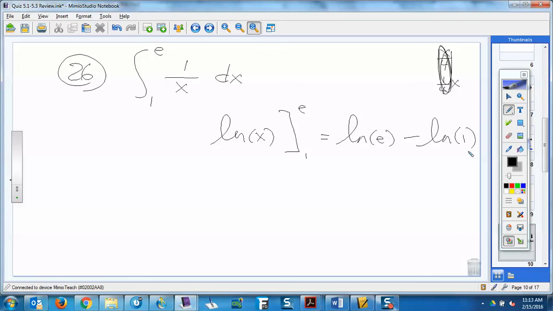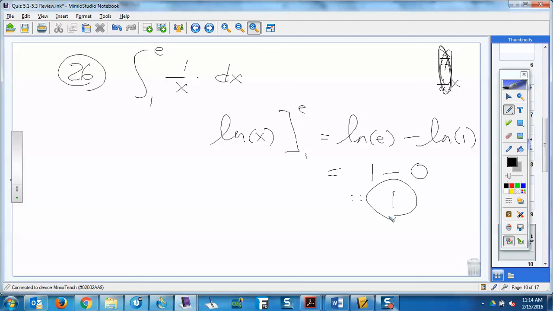But that's a pretty basic one, 1 over x, right? Because we know the derivative of natural log x is 1 over x, so antiderivative just goes backwards, right? So we plug in an e, we plug in a 1. Now what's ln e? 1. What's ln 1? 0. So the answer to this is 1.